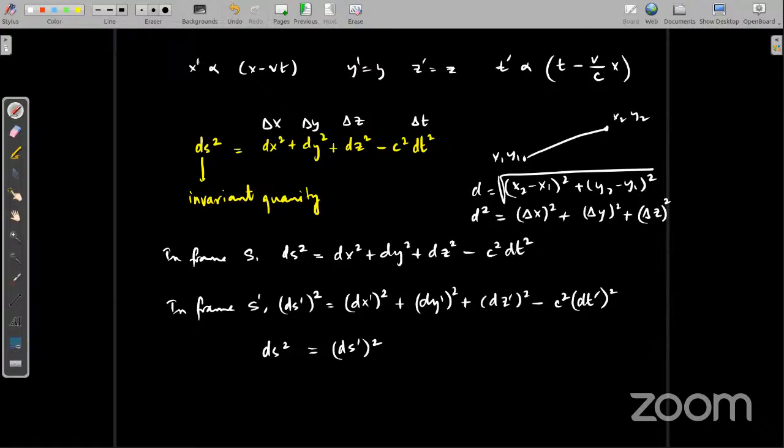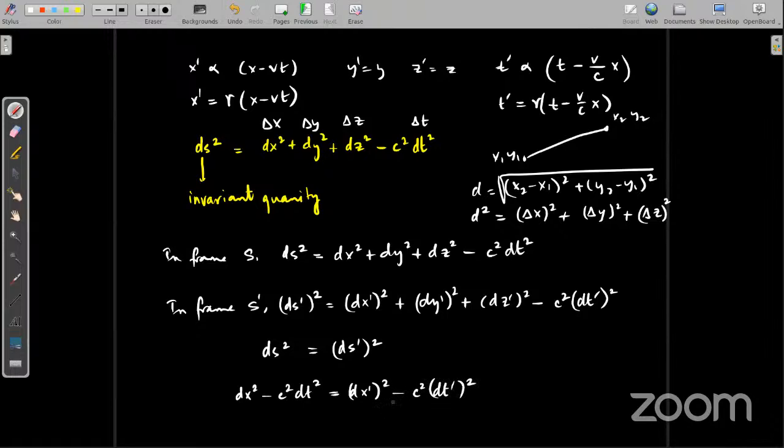Now, before we proceed, we'll come back to our proportionality here, and we'll remove the proportionality by adding just a random constant. We'll call it gamma. This remains the same, so I'm not going to deal with that. And t prime equals gamma times t minus v over c times x. So with that, if I put it all here and do the substitution and cancel stuff out, what we end up with is this: dx squared minus c squared dt squared equals dx prime squared minus c squared dt prime squared. You just substitute the expressions for ds squared and ds prime squared.